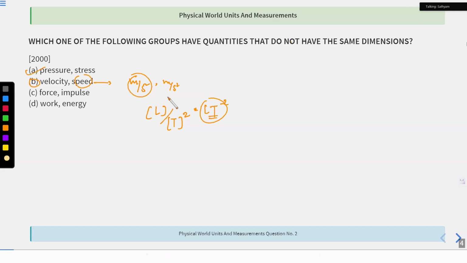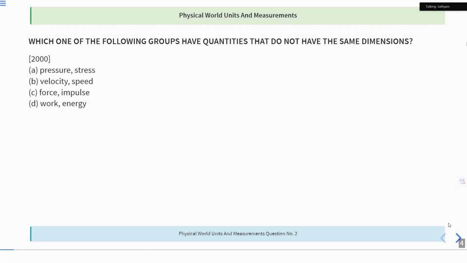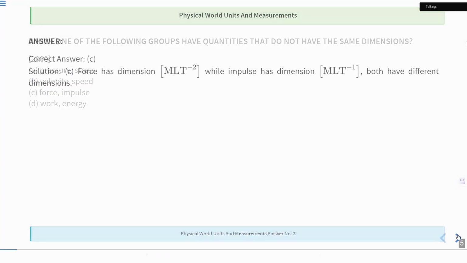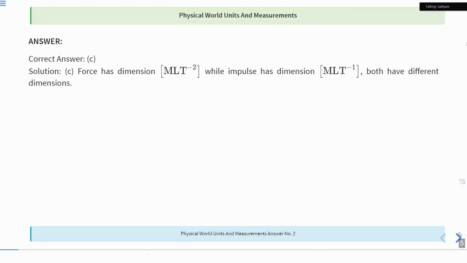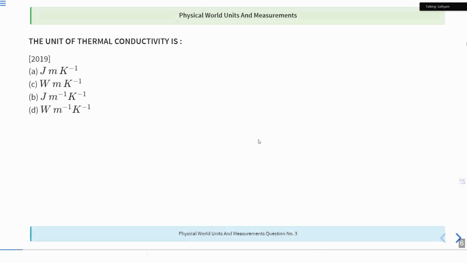Similarly, pressure and stress. Then you have force. Work and energy also are the same. It's just that force and impulse have different dimensionality formulas, and this is what they have been told over here. So let's go to the next question. I hope you understood this. Simple derivations, nothing else.